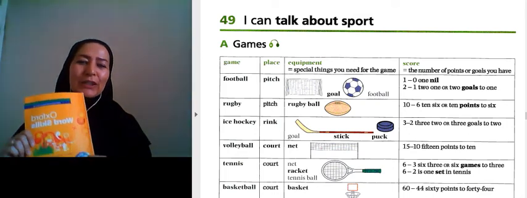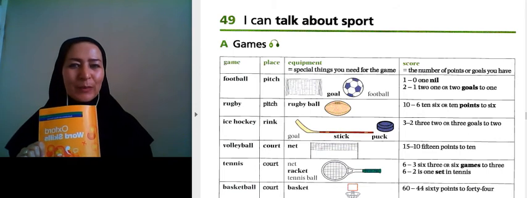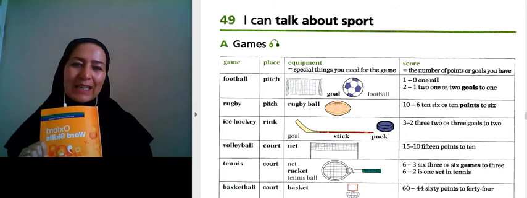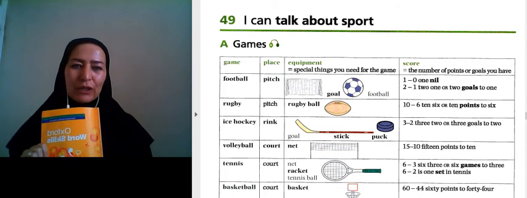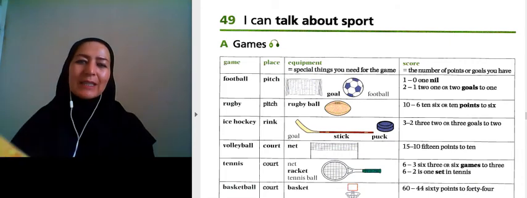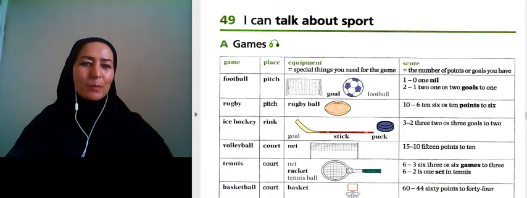We're going to go to Unit 49 of this book, Oxford Word Skills. Let's go to this unit. Let's see what we are going to talk about. In this unit, we're going to talk about sports. I can talk about sports.